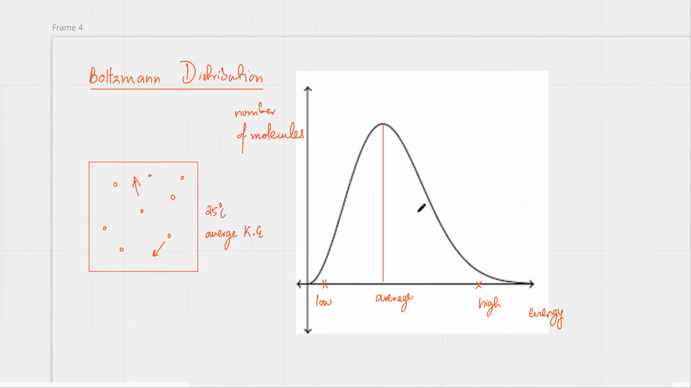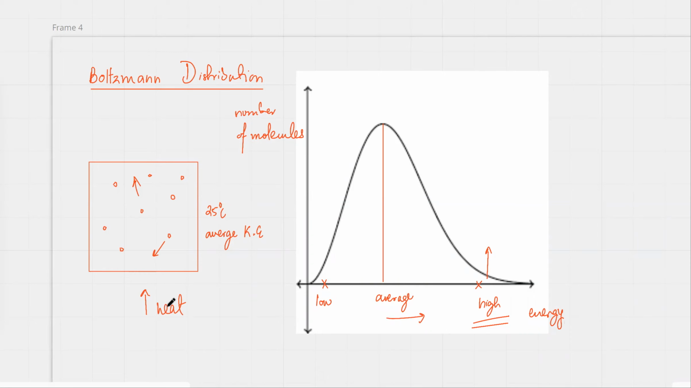Now, what happens if temperature increases? If I start heating this up, the number of particles at high energies would increase. So the graph is going to start rising up because the container is getting heated up. The number of molecules that had high energies is going to be more now because the temperature is higher. The average energy would shift to the right because the average energy would also increase.